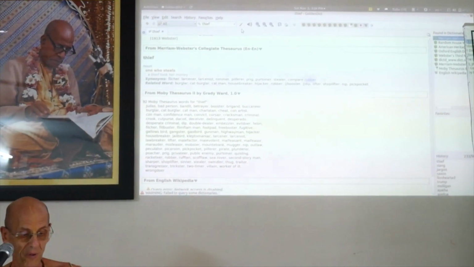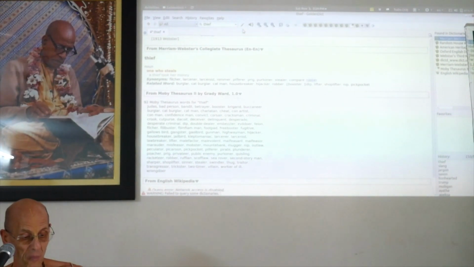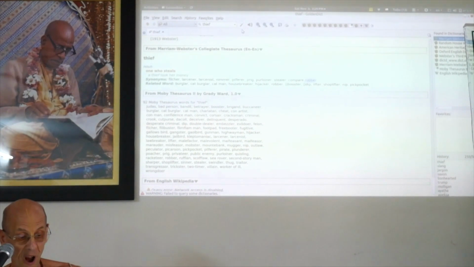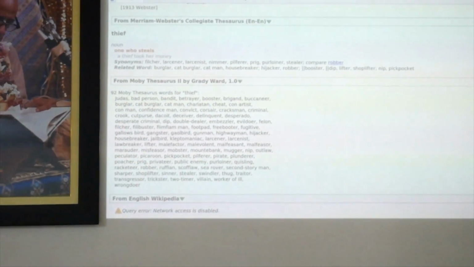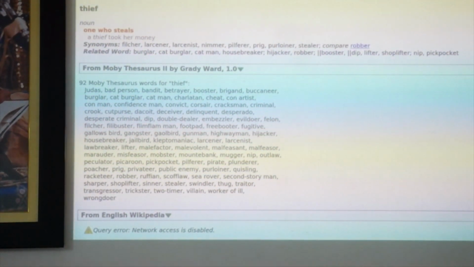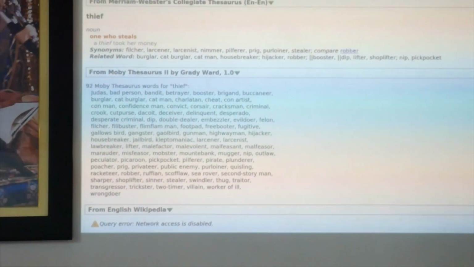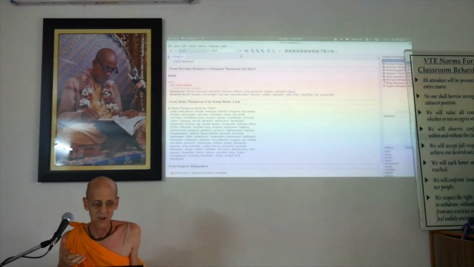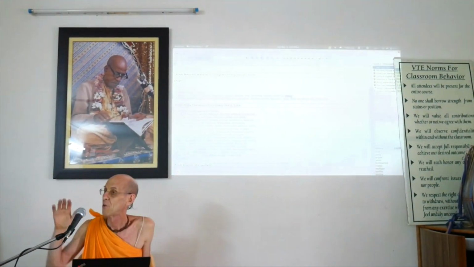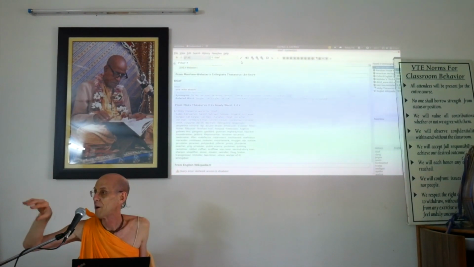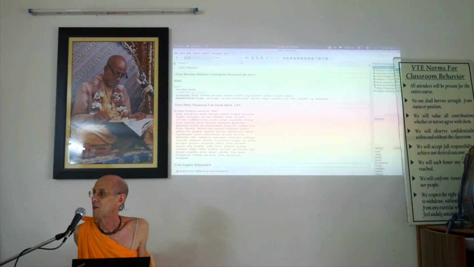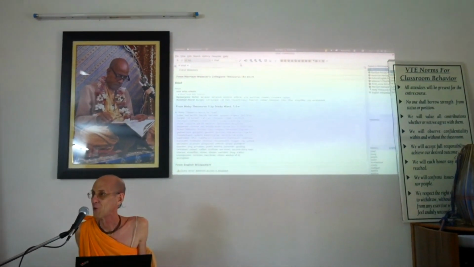Thief: Judas, bandit, betrayer, booster, brigand, buccaneer, burglar, cat man, charlatan, cheat, con artist, con man, confidence man, convict, criminal, crook, cutpurse, dacoit, deceiver, swindler, villain. These are all words that you could use for a thief. Now, which one do you want to use? Is he a swindler? Is he a con man? Is he a thief? Is he a deceiver? It depends on what feel you want to give, what kind of thief he might be, what other words are in your sentence. You might not want seven words that start with D, and so you might not use dacoit.